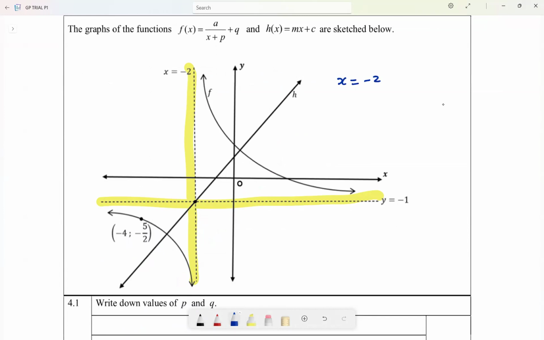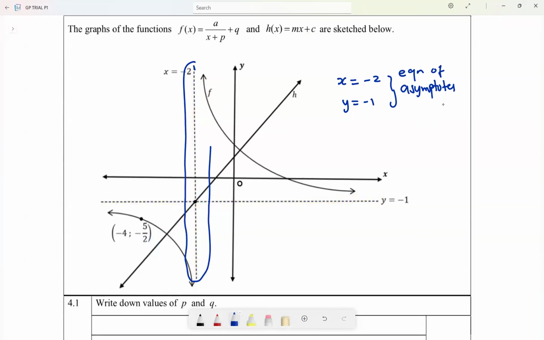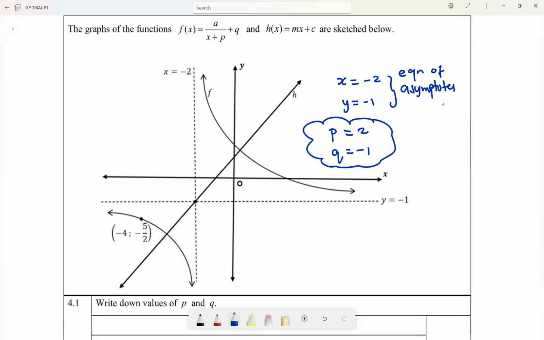This is my asymptote, and then y is equal to -1. These are my asymptotes, the equation of my asymptotes. And then what do we remember? We remember that if x is negative on the graph, when it goes to the equation, p is going to be positive. When it is negative on the graph, it's going to be positive in the equation. And then q, which is just always equal to y, is going to be this. So this is us interpreting.